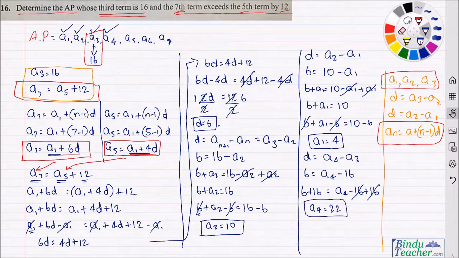So with this, we can write the arithmetic progression as per this question: the value of A1, which is 4, value of A2, which is 10, then value of A3, which is 16, and the value of A4, which is 22. So these are the first 4 terms of this arithmetic progression.